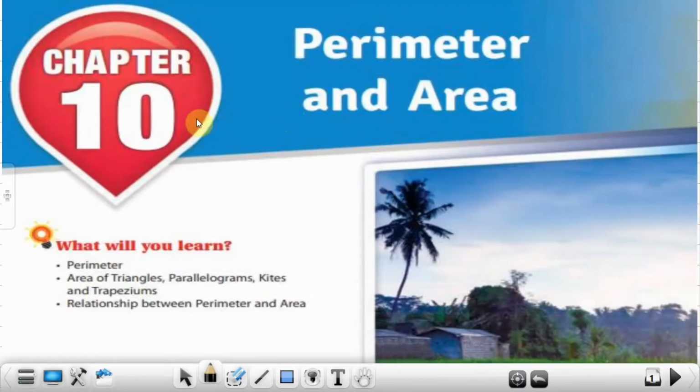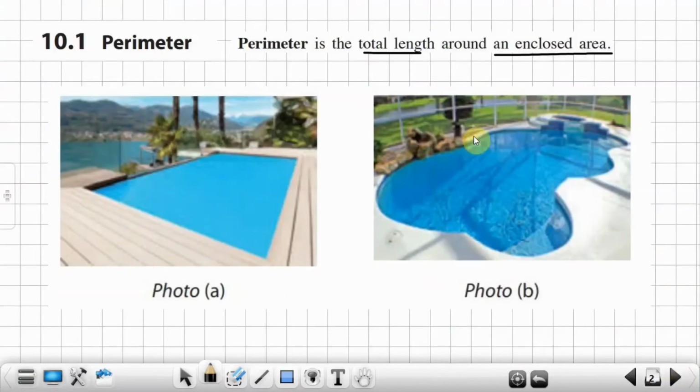So today we're going to chapter 10, perimeter and area. You will learn three parts of this chapter, which is perimeter, area of triangles, parallelogram, kites and trapeziums, and finally relationship between perimeter and area. Today we go to perimeter, which is, what is perimeter? Perimeter is the total length around an enclosed area.